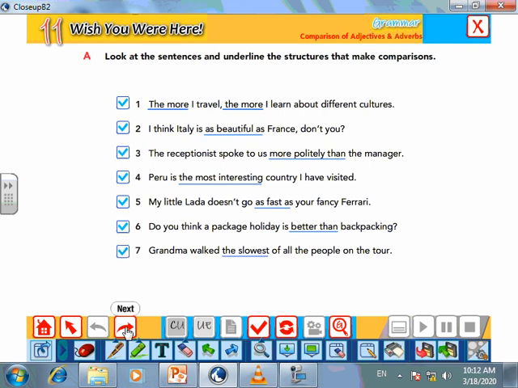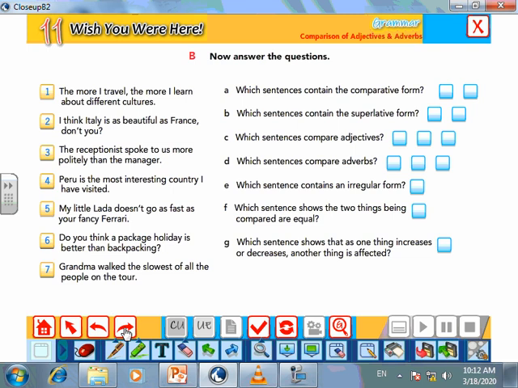Now I want you from these examples to get or elicit the rules together. Which sentence contains the comparative form? Amazing. We have 3 and, excellent, and 6. Very good. Okay, which sentence contains the superlative form?